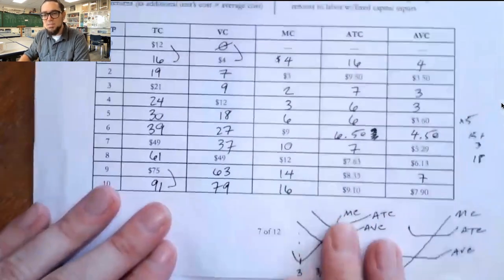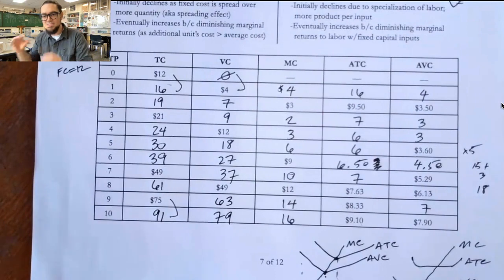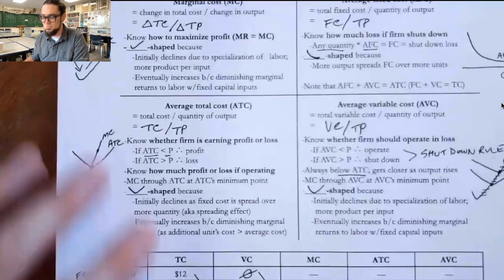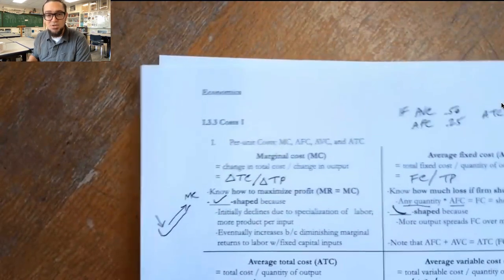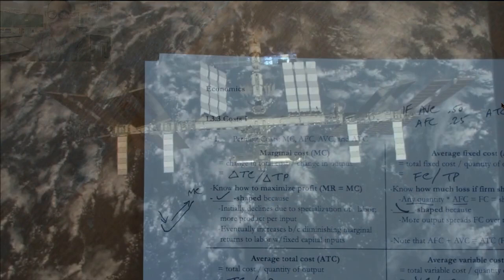So all of these numbers relate to one another, and I hope that by being able to do this table and seeing the relationships among them, that'll help you when you get to these multiple choice questions about costs. Later in the next video, we're going to practice drawing them and practice more of these relationships.